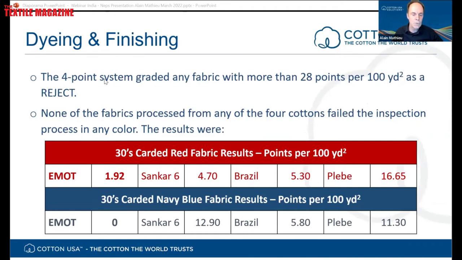Now, using the 4-point system, more than 28 points per 100 square yard is graded as a reject. As you can see, none of the fabrics made from any of the four cottons failed the inspection process. However, the US cotton performed better among the four cotton types. Only carded yarns are shown here, but the performance of the US cotton is similar for the comb yarns, as well as in the bleached fabrics.